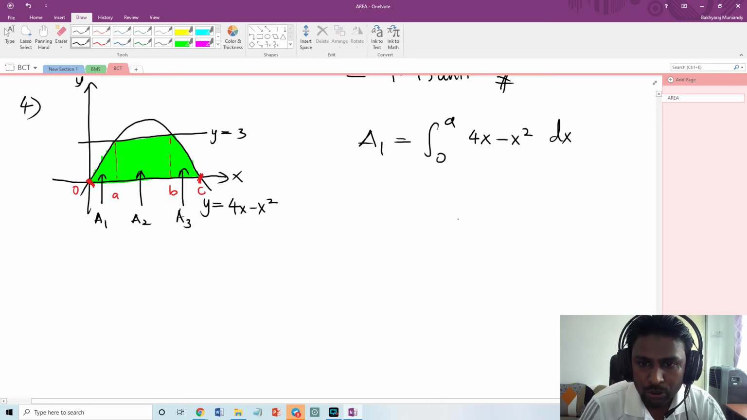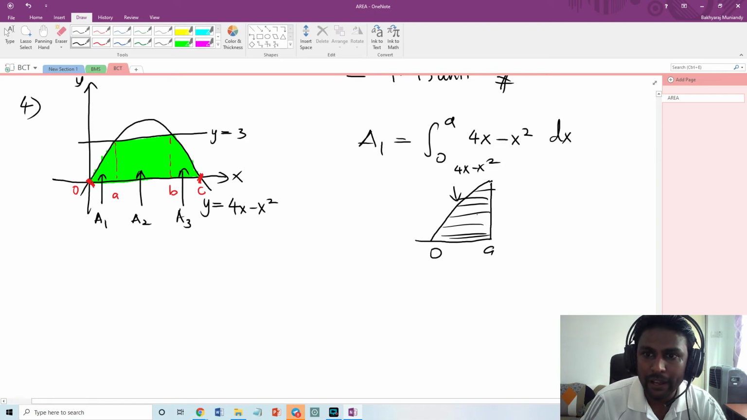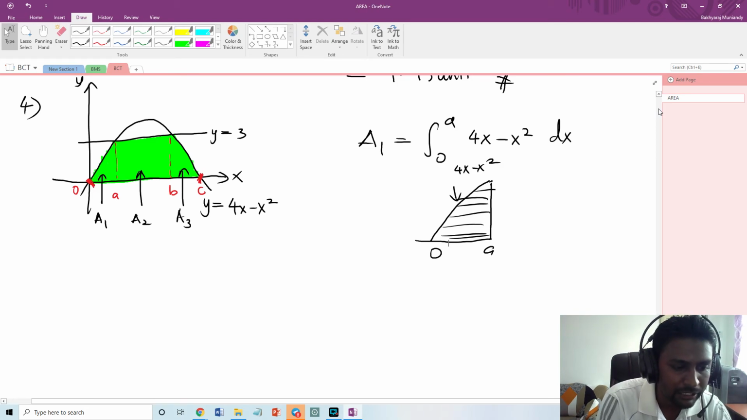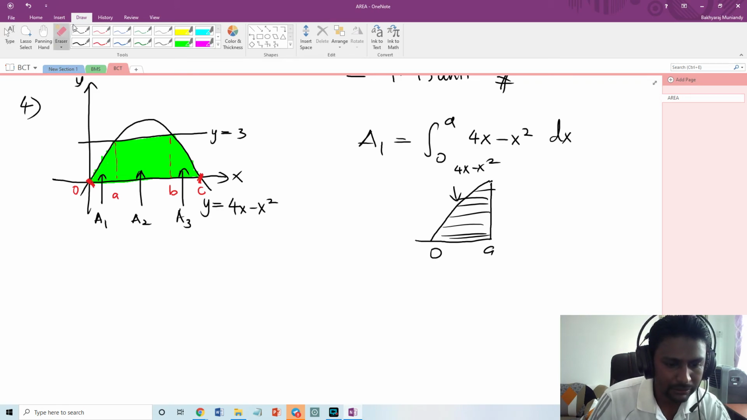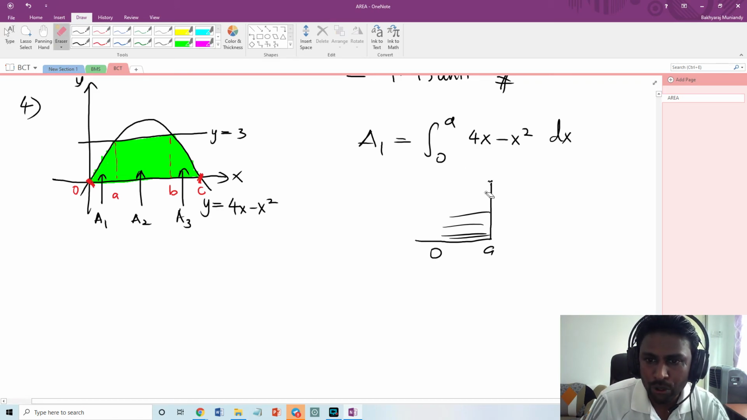Okay, A1 looks like this. So this is A, this is 0. The function is 4x minus x square only. So to find this we use 4x minus x square only. The 3 is not involved because we are not subtracting anything. We are only finding area 1. Okay, can follow? So we get the limit for area 1. We already have area 1.